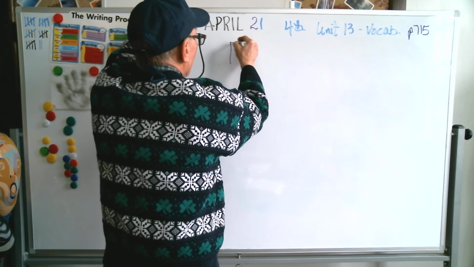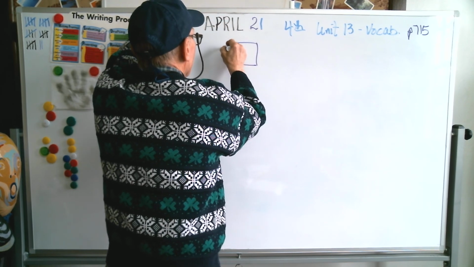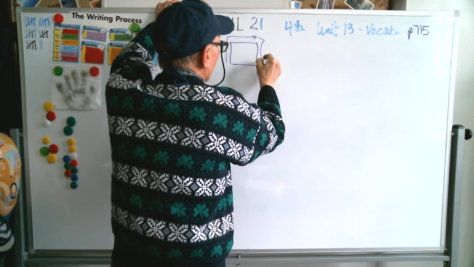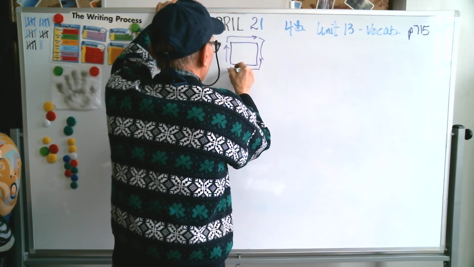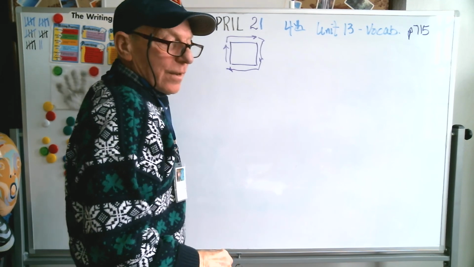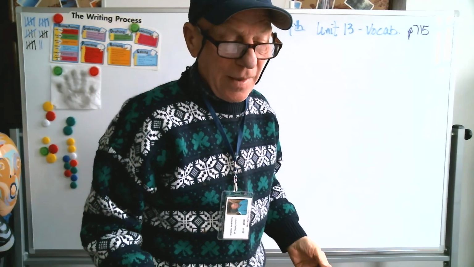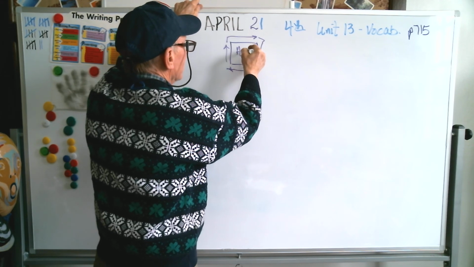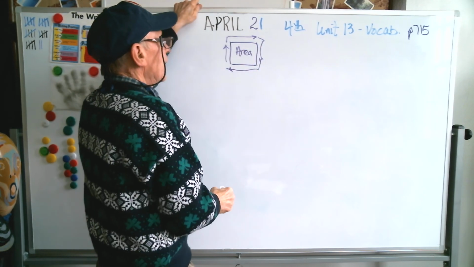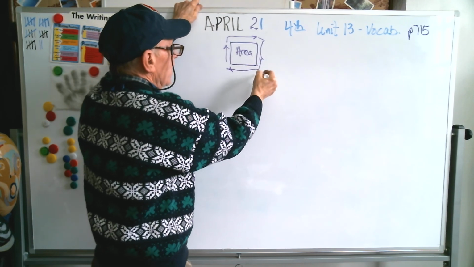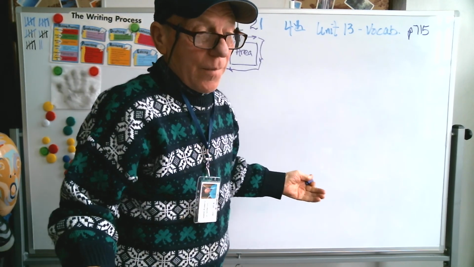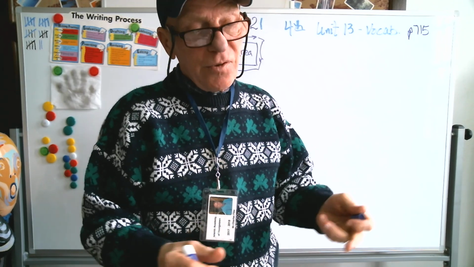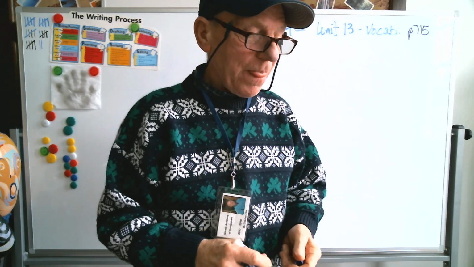Perimeter is the distance measured on the outside around an object. Area is all of the inside. Now, perimeter is measured by whatever units are provided: inches, feet, centimeters, whatever.